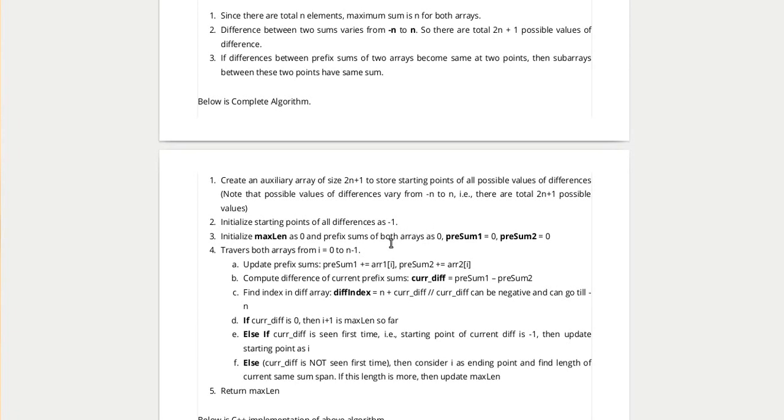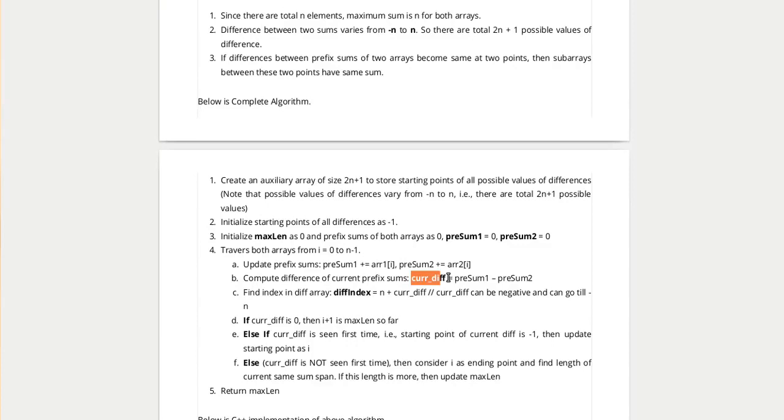Initially we keep maximum length as 0 and the prefix sum for both the arrays as 0 as well. Now what we'll do is we'll start from i equal to 0 and go on to n minus 1, and at every iteration we will add the ith element of the arrays to their respective prefix sums, and then calculate the difference between those two sums.